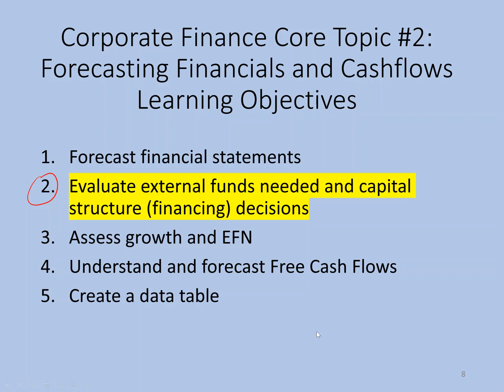Corporate Finance Core Topic 2, Forecasting Financials and Cash Flows, Learning Objective number 2. We're going to evaluate external funds needed, EFN, and capital structure decisions. In other words, in the first section, we did a first pass of forecasting a pro forma, forward-looking financial statement. And in this topic, we're going to focus on doing the second and third pass, where we think about the financing decisions and getting the balance sheet to balance.